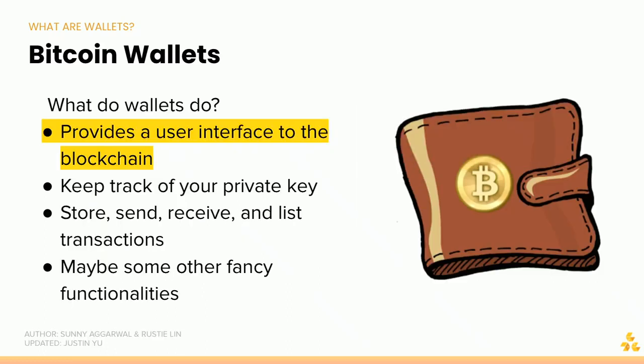The main thing that wallets offer users is an interface to the blockchain. So it's how most users are going to be interacting with the blockchain. They keep track of your private key. You can store, send, receive, and list transactions in your wallet. And depending on what kind of wallet it is, it might have some other functionality, which we'll get into.